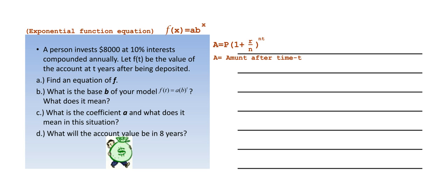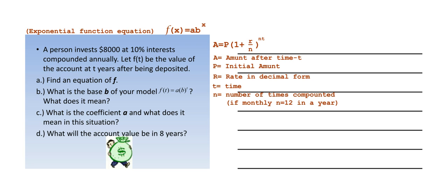So in this case, A represents the amount after time t, P is the initial amount, R is the rate in decimal form, and T is time. So let's not forget N. N is the number of times compounded. As a reference, if you're counting this yearly, but it's stated as compounded monthly, then you have 12 for your N value, because it's compounded 12 times per year. So it's the number of times it's compounded per your rate of time.